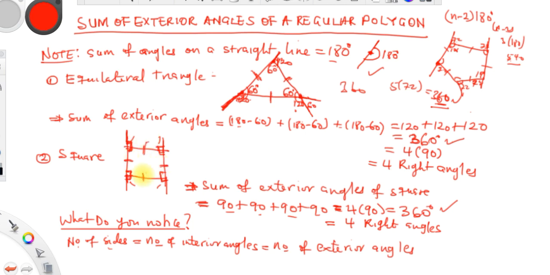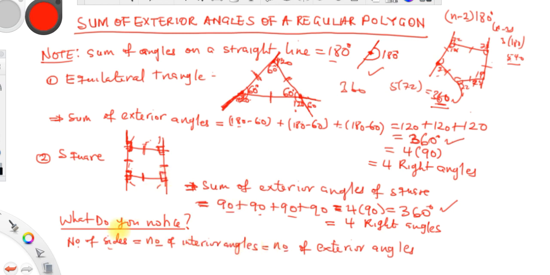A quadrilateral has 4 sides that are equal, and we also have 4 interior angles and 4 exterior angles. The pentagon, which is a regular polygon, has 5 sides, 1, 2, 3, 4, 5, that are equal in length, and 5 interior angles and 5 exterior angles. So for a regular polygon, the number of sides is always equal to the number of interior angles and to the number of exterior angles.